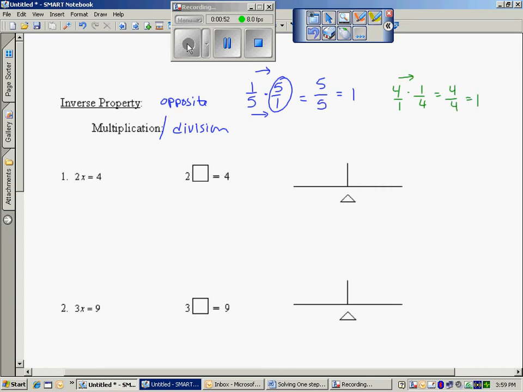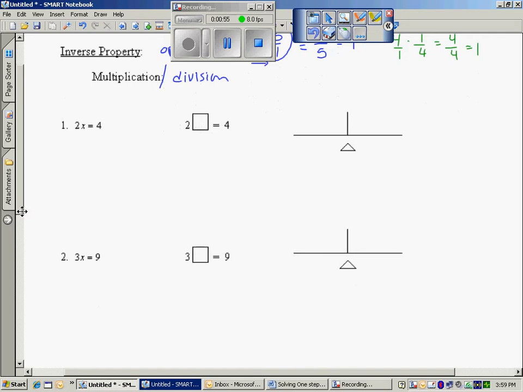So again, we're going to show solving a one-step equation involving multiplication and division 3 different ways. So the problem asks 2x equals 4. In other words, 2 times what number is 4? That number is 2. 2 times 2 is 4. To show that on my balance, I have 2 x's. So I have 2 of these lines, and I have 4 yellow dots.